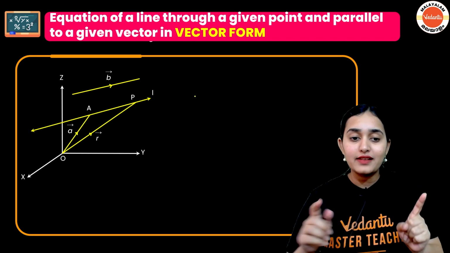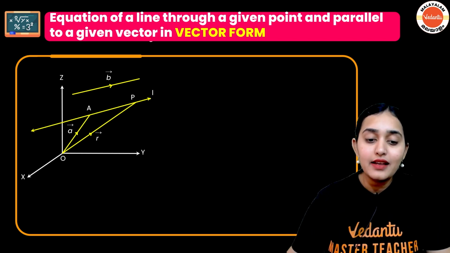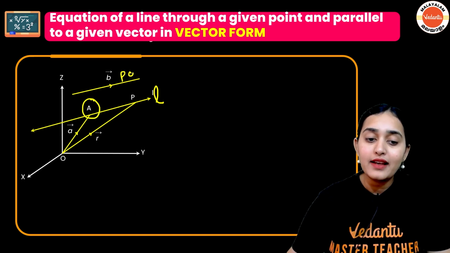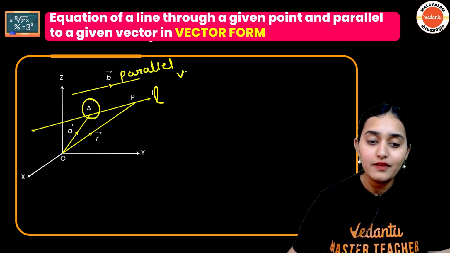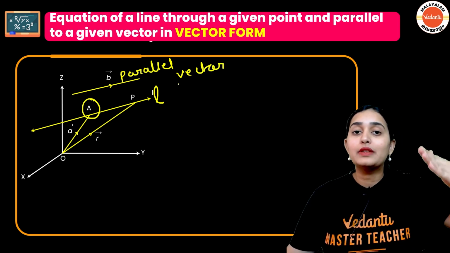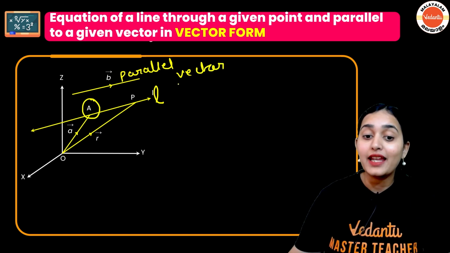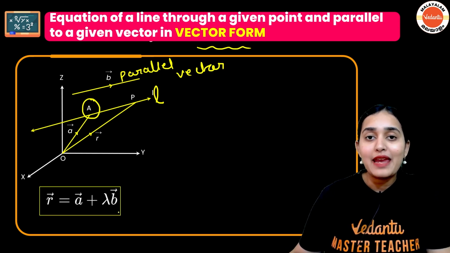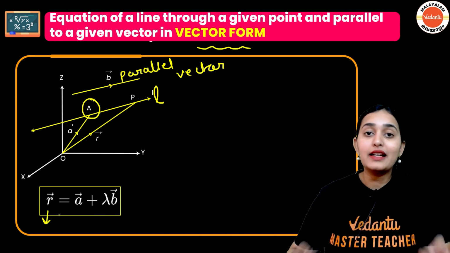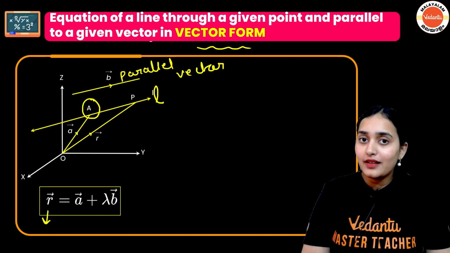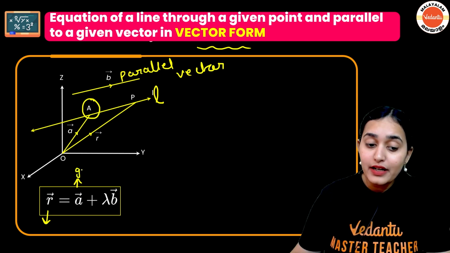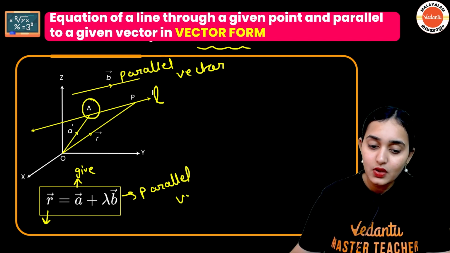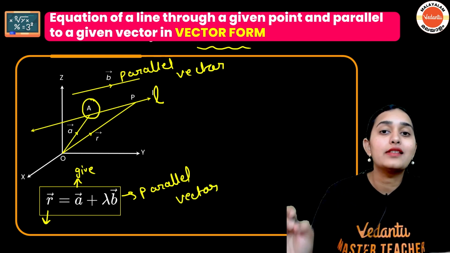Okay. So first is, if there is a line L, we know a point A and a vector B parallel to that line, then the equation of the line in vector form will be r is equal to a plus lambda b, where r is basically denoting any point on the line, a is the given point on the line, b is the parallel vector of the line, okay, and lambda is any constant value.